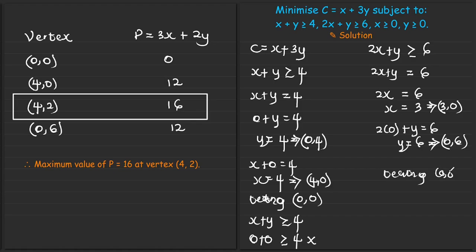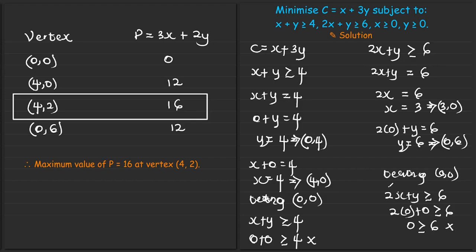So we have 2 into bracket x plus y, which is greater than or equal to what? 6. And that is to say 2 into bracket 0 plus y. And y is also 0, so 0 is greater than or equal to 6. Now for this as well, the region would be the opposite side because this statement is a false statement.